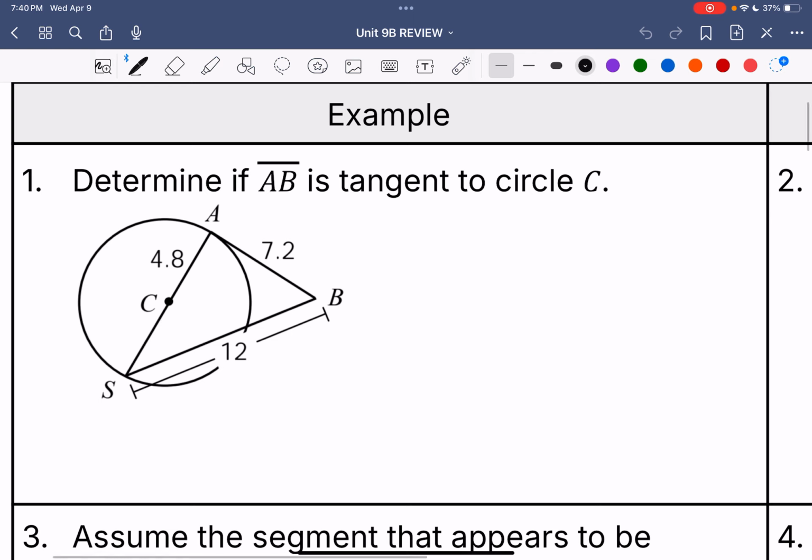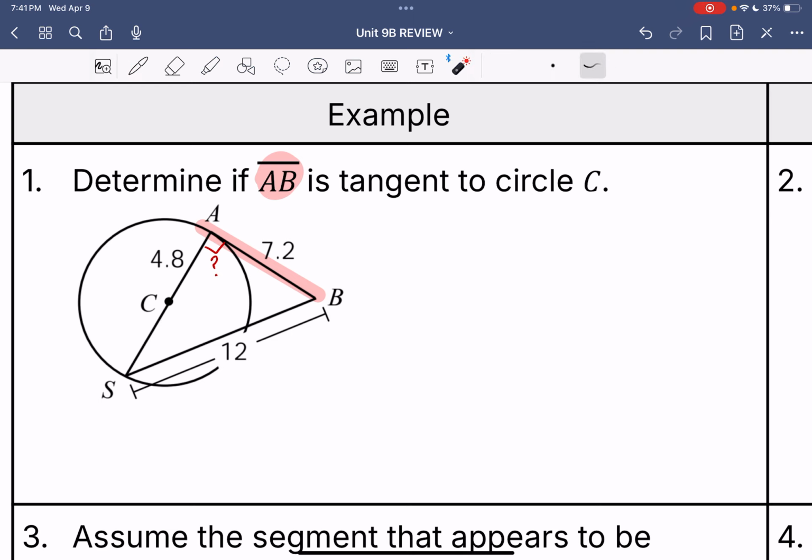It says determine if AB is tangent to circle C. So if, right? So it's a yes or no question. We're not sure if it's tangent yet. So AB, if you look at the figure, is this segment right here. Where it's touching the circle, what we need to figure out is this angle here, is it a right angle? So we're not 100% sure, that's what we need to check.